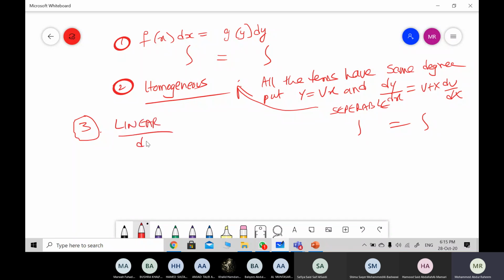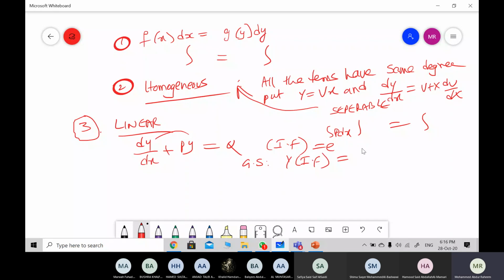Linear standard form: dy/dx plus P y equals Q. The integrating factor, IF, is e to the power integral P dx. The general solution is y times IF equals integral Q times IF dx plus c.